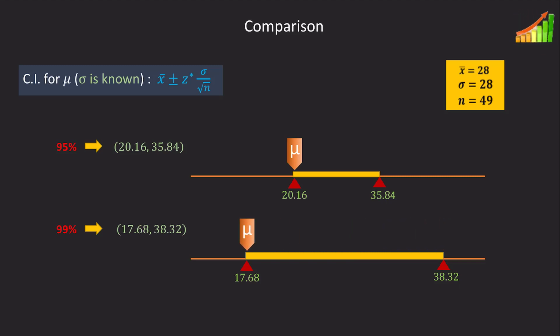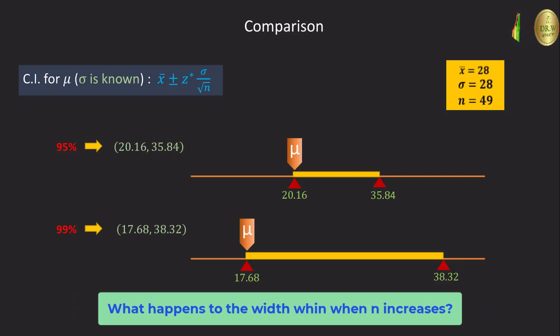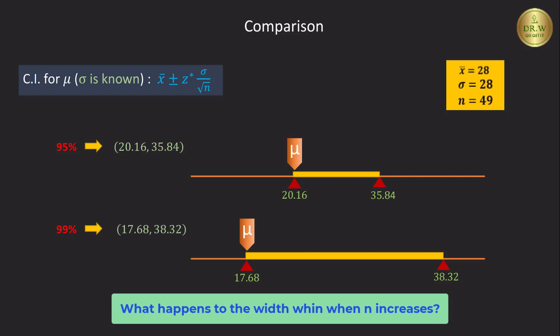And you see the width of the first confidence interval, that is for the 95%, is less than that of the 99% confidence interval. It tells us when we increase the confidence level, the width of the interval increases, and when we decrease the confidence level, then the width of the interval decreases.